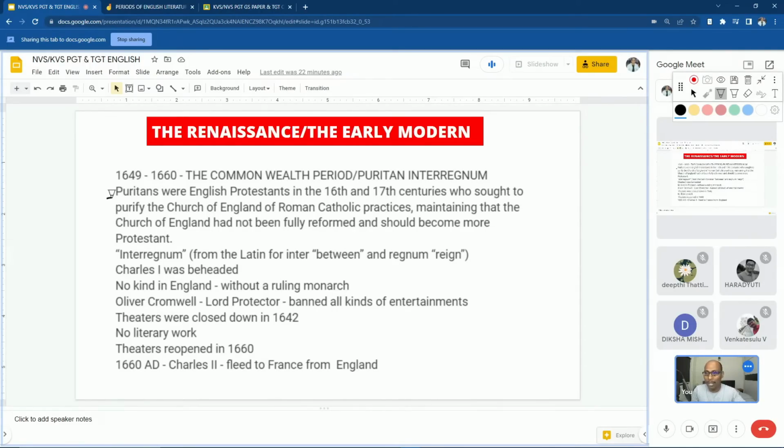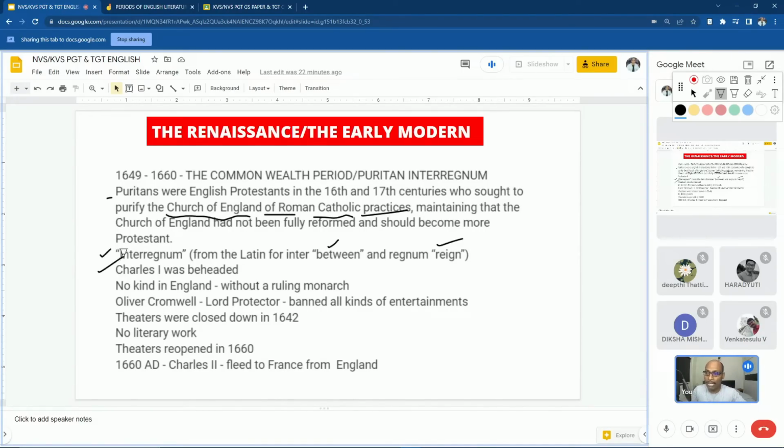Okay, very strict. Puritans were English Protestants in the 16th and 17th centuries who sought to purify the Church of England of Roman Catholic practices. It is a big topic to discuss, the Church of England and how these Roman Catholic priests were morally corrupted in those days. So they wanted to purify the Church of England of Roman Catholic practices, maintaining that the Church of England had not been fully reformed and should become more Protestant. Okay, the word interregnum comes from the Latin inter, meaning between, and regnum, meaning reign. So that is a period between these two ages.